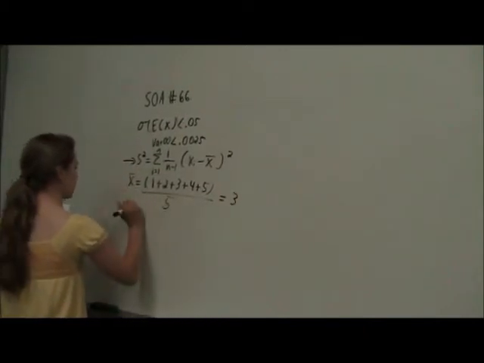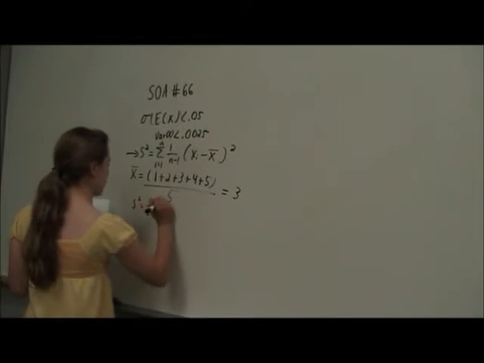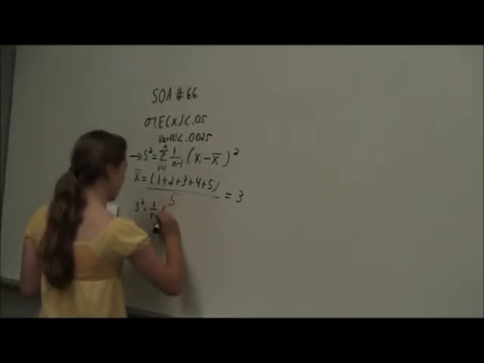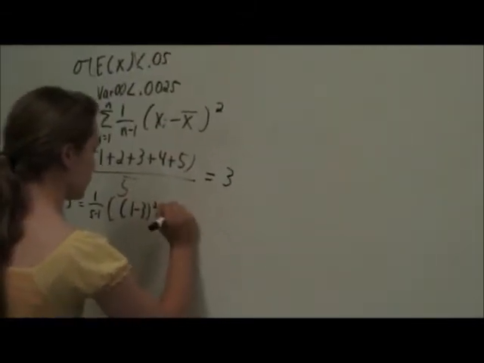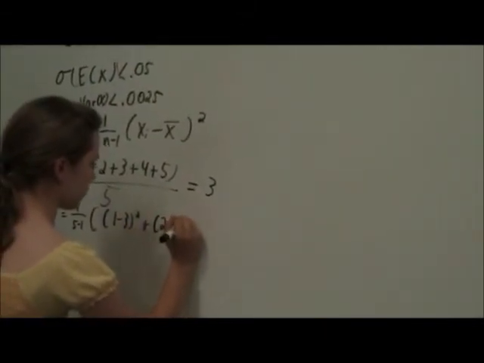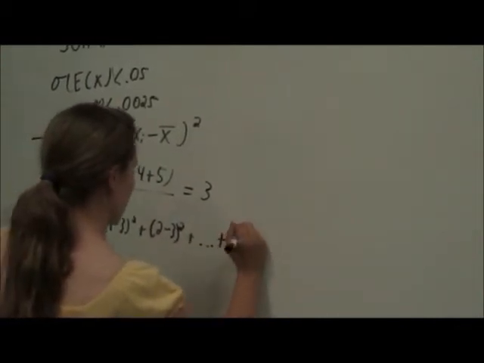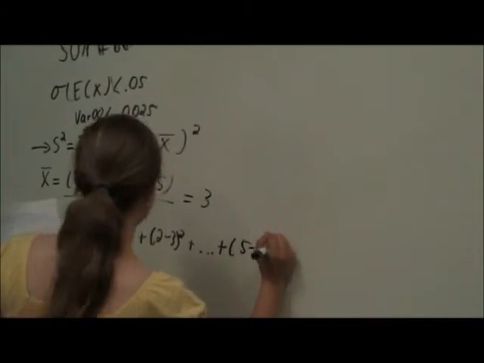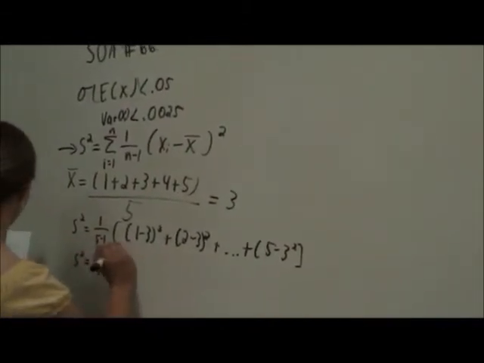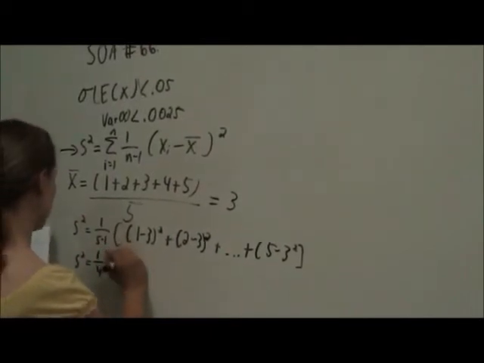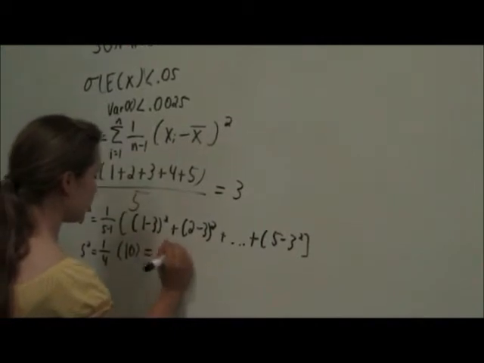Now to calculate our s squared, this would be 1 over 5 minus 1, times (1 minus 3) squared plus (2 minus 3) squared plus, and this goes on until we get to (5 minus 3) squared. Then our s squared is 1 over 4 times 10, which is equal to 2.5.